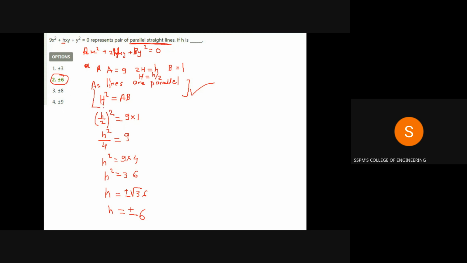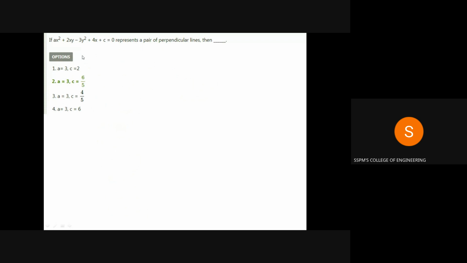So remember this, whenever you are given a pair of lines and both the lines are parallel to each other, then you can write h square is equal to ab. We have taken these capital letters just because in the question small h was given, so in order to avoid the confusion we used capital letters. Okay, next question now.